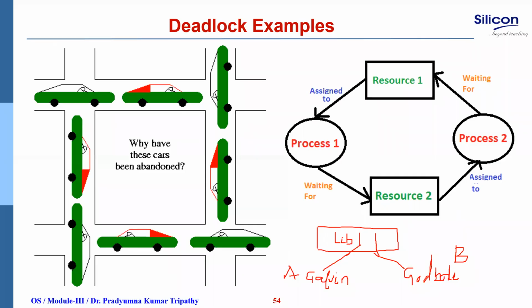Is it understood? That means it is holding something and requesting another one. Whenever it gets the second one, it will release the previous one. Hold and wait: it is holding something and waiting for another one. They both are standing in front of the library. Correct? Do you think they can return and get their books?